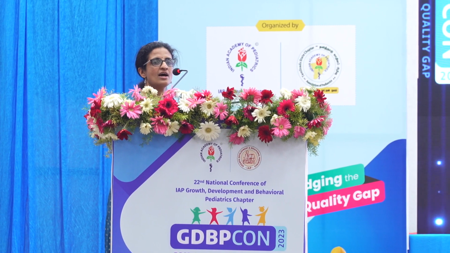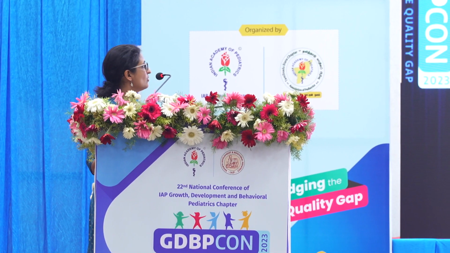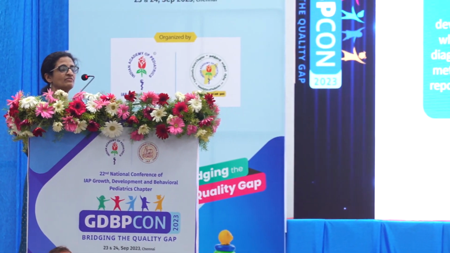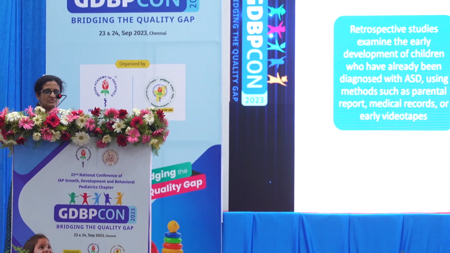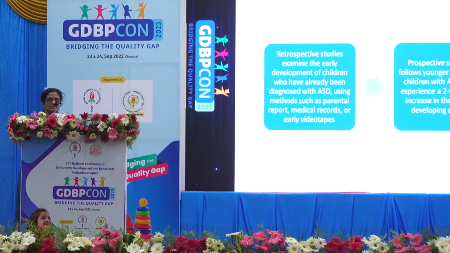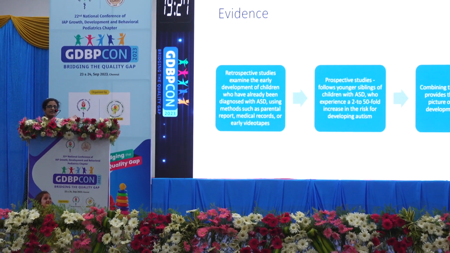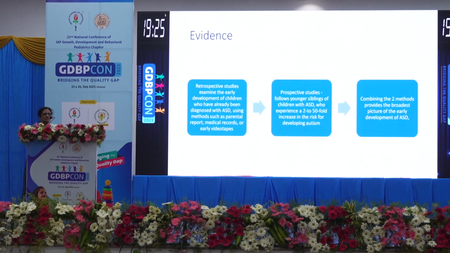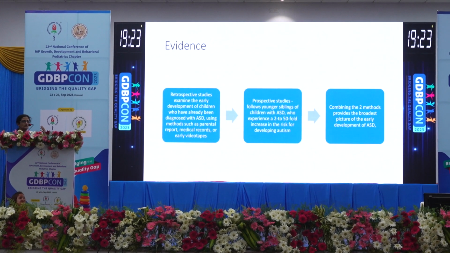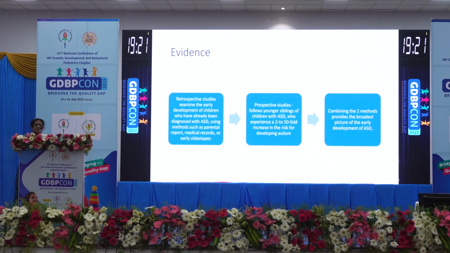So, how do we understand all this? How have we come to all these conclusions? So they've done a lot of retrospective studies. They've seen children who have already been autistic, and they have traced back and looked at their videos of how they were talking, about their social interactions.